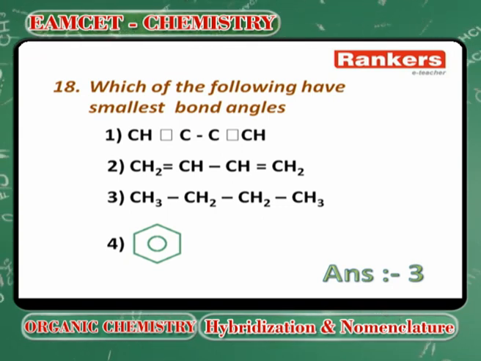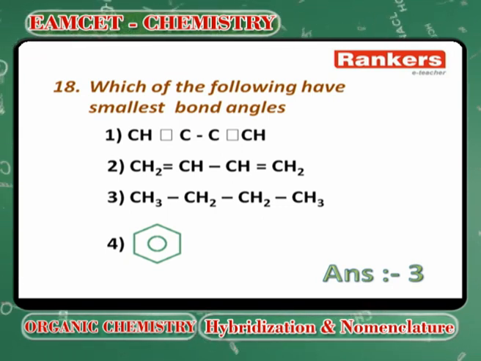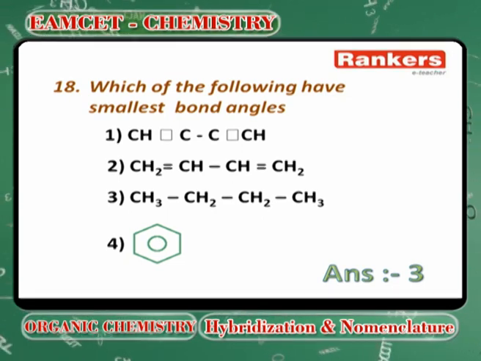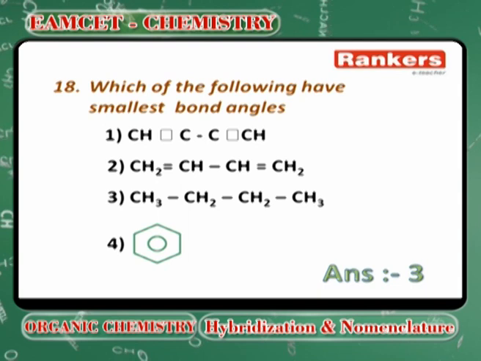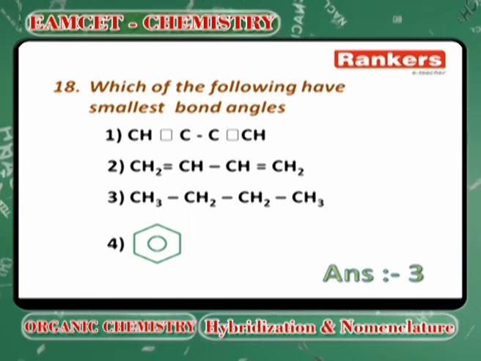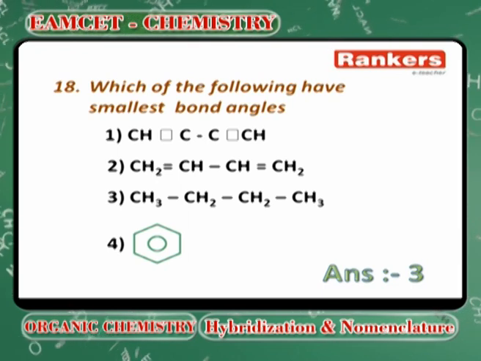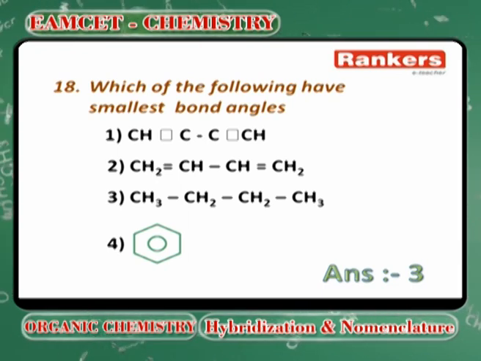The second molecule we have sp2 hybridization, 120. The third molecule is all sp3 hybrid, therefore it is 109 degrees. In the fourth, benzene, it is again 120 degrees. So, the answer goes to the 109 degree, that is the sp3 hybrid containing third one, that is n-butane.